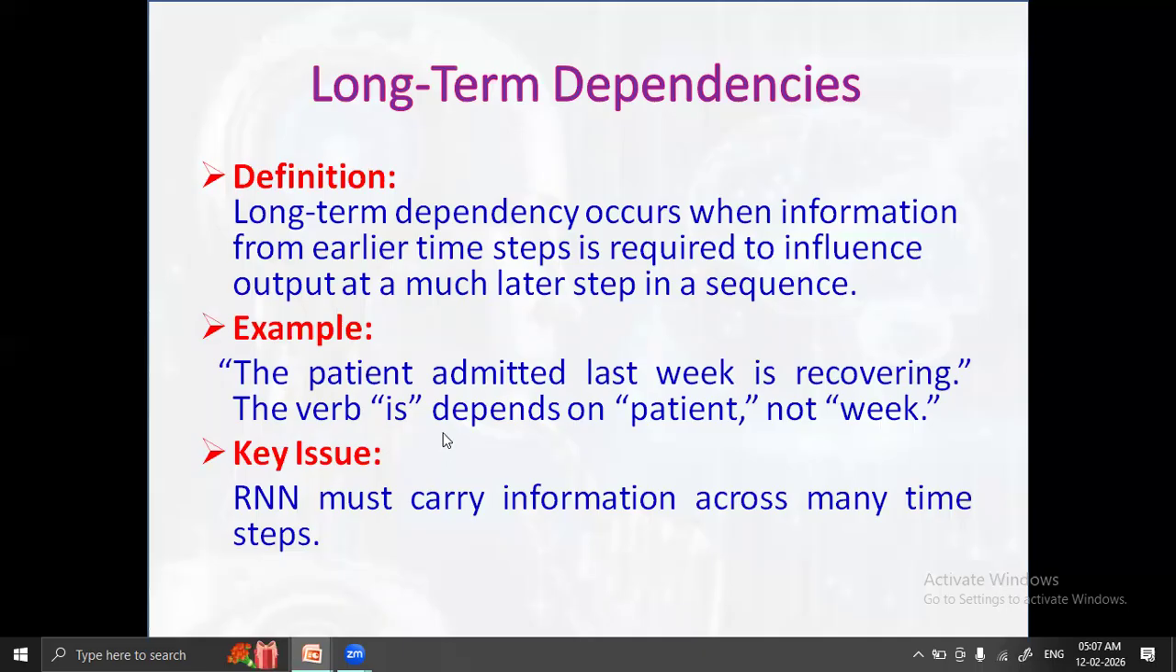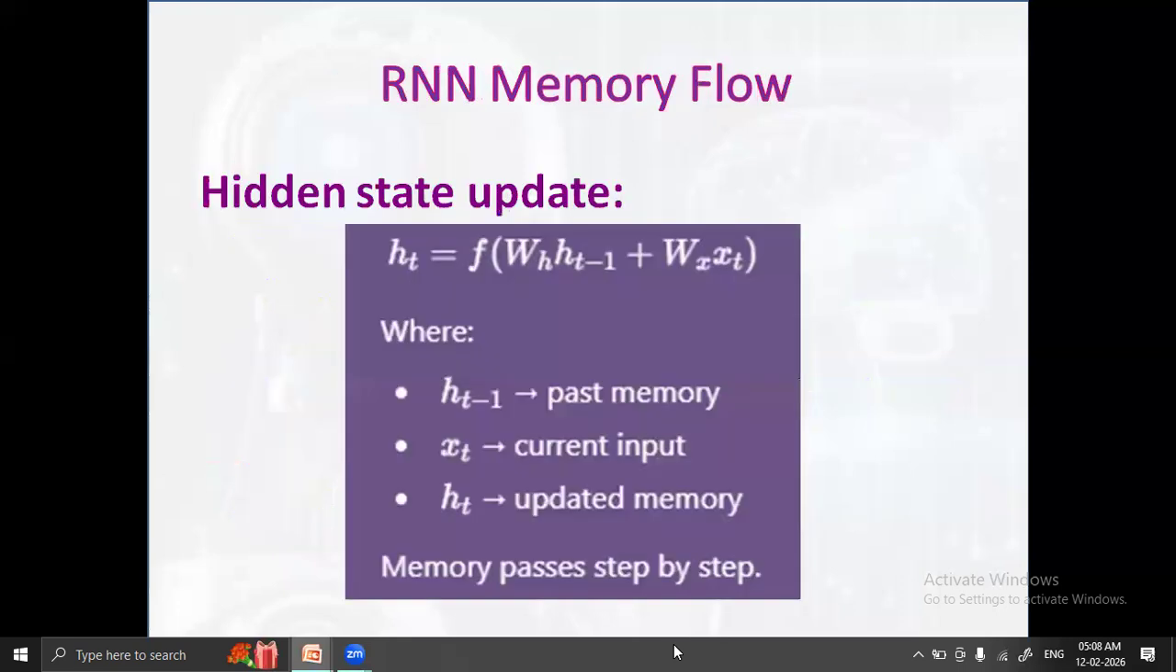For example, in a sentence, the subject may appear at the beginning, but the verb agreement must happen much later. The patient admitted last week is recovering. Here, the verb depends on patient, not week. If the model fails to remember that early information, the prediction becomes incorrect. Thus, the ability to capture long-term dependencies is essential for accurate sequential modeling.